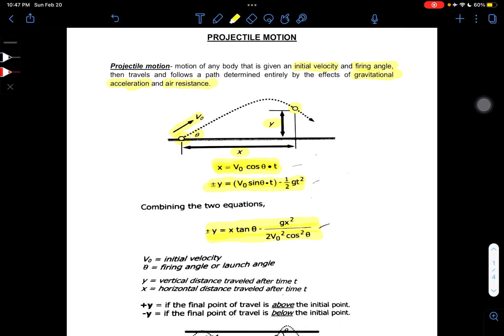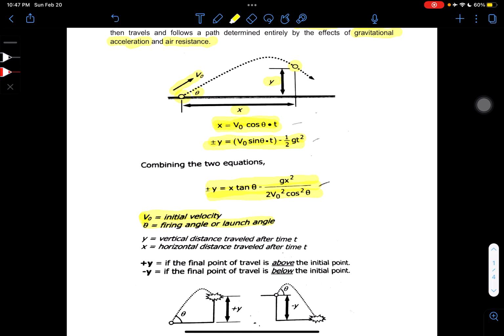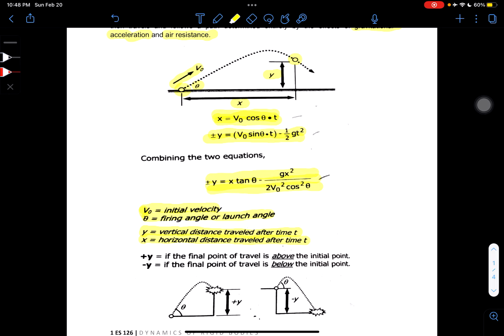So we all know that V0 is the initial velocity. And our angle is the firing angle or launch angle. And y is the vertical distance traveled after time, so vertical, upright. And x is the horizontal distance traveled after time. So in our formula, we have positive and negative y.